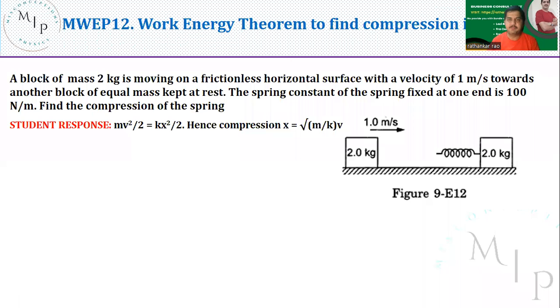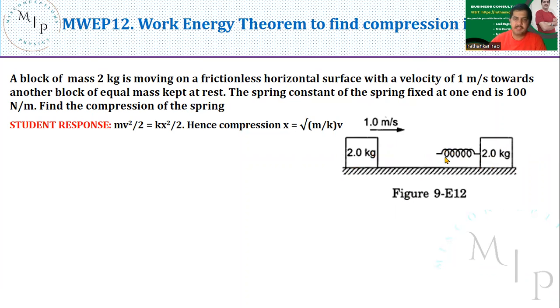Okay, so there's one more problem which tells you about finding out the compression in the spring. You have an object of mass 2 kg which is moving at 1 meter per second, and it hits the spring which is connected to this 2 kg block. As a result of this, the spring gets compressed. Okay, this is the problem.